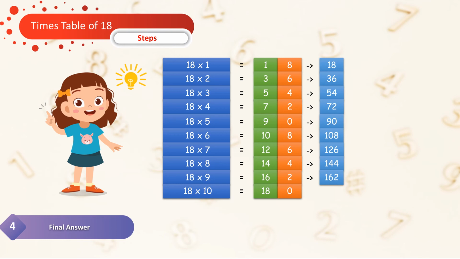18 times 10 equals 180. Just join the 18 and the 0. Step 4 is complete and the 18 times table is also complete.